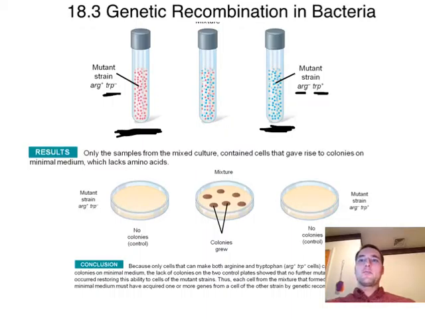So, as would be expected, we're going to take some petri dishes down here that have what they call minimal medium in it, and the minimal medium basically means that it doesn't have any extra amino acids in it. Okay, so it's got some sugars and some things like that.